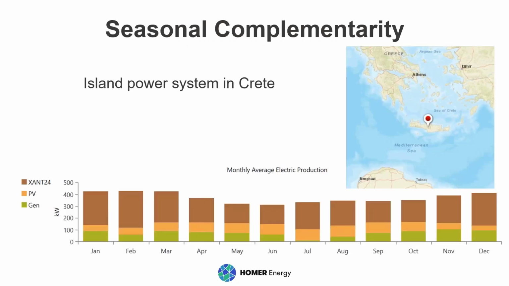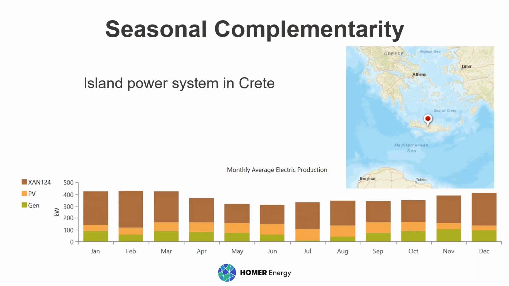So we demonstrate that with this analysis that we did in Crete. We demonstrate some of this with this one graph here, where you can see that in February, the PV output is lowest, but the wind is higher. And then in May and June, the wind dies off a bit, but the solar picks up. Crete happens to have also a secondary windy season in July and August.